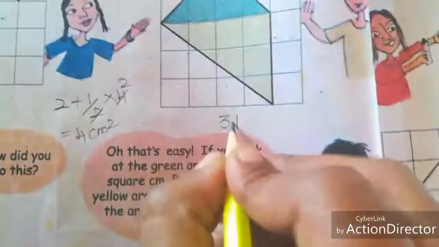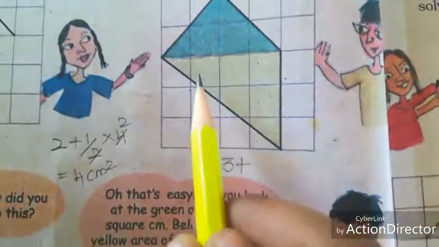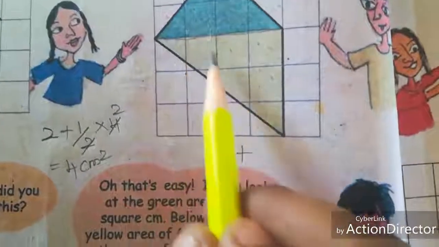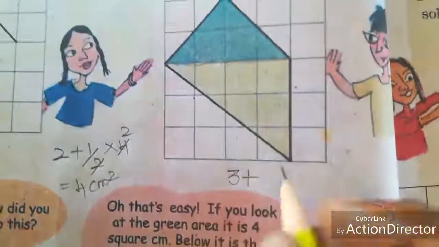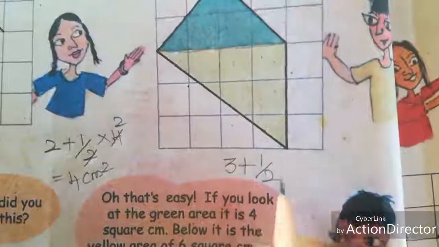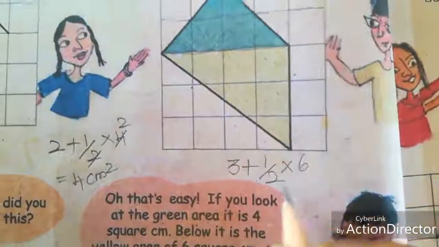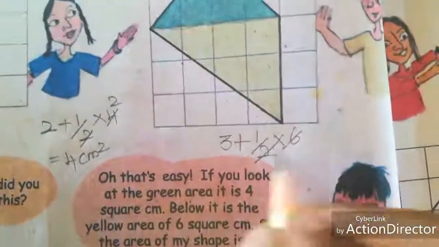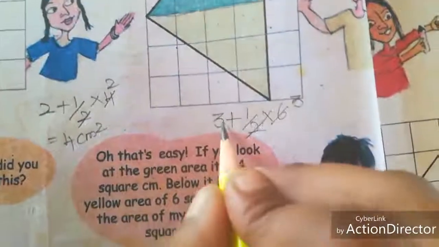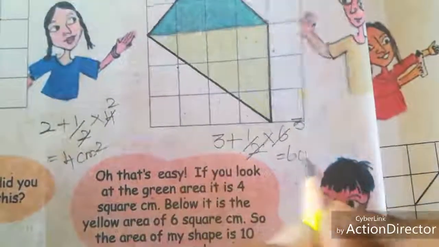See now, how many full squares? 1, 2, 3. 3 full squares in the green part. How many half squares? 1, 2, 3, 4, 5, 6. So 1 by 2 into 6, that is 3. 3 plus 3, 6 centimeter square. Approximately I have written. So totally how many square centimeter is this shape? 10 square centimeter. That is correct.